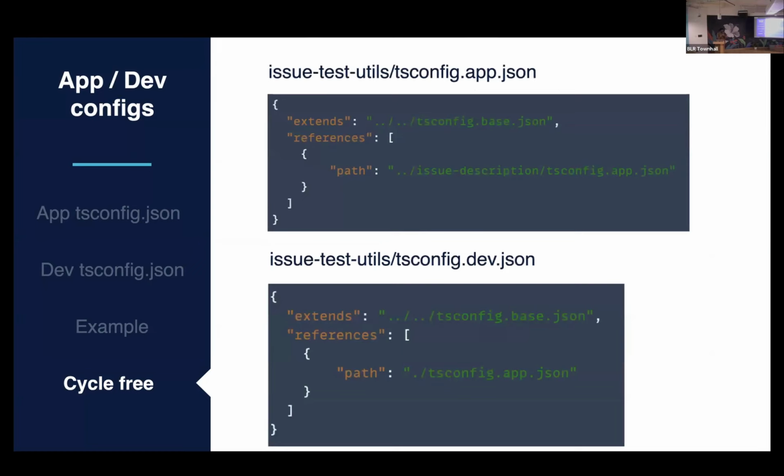So let's look at the content of these configs. The tsconfig app.json for issue test utils depends on issue description, like we saw in the image before.